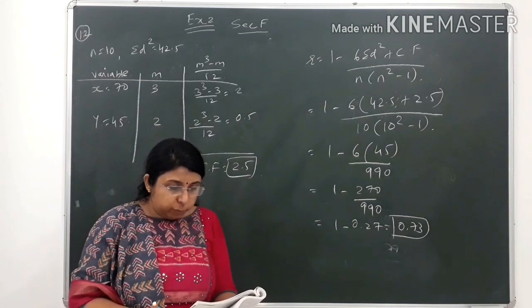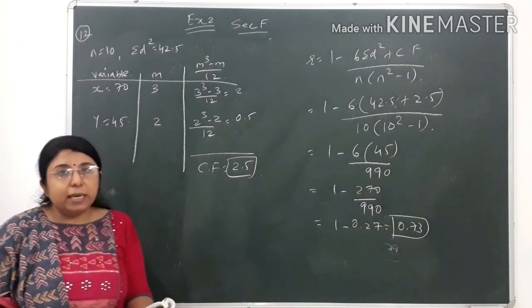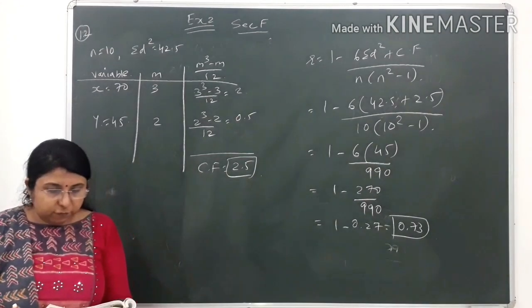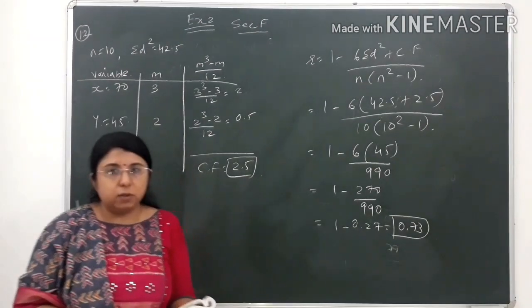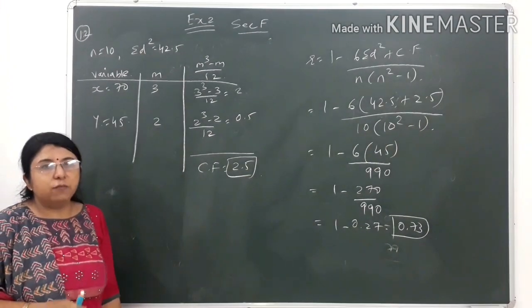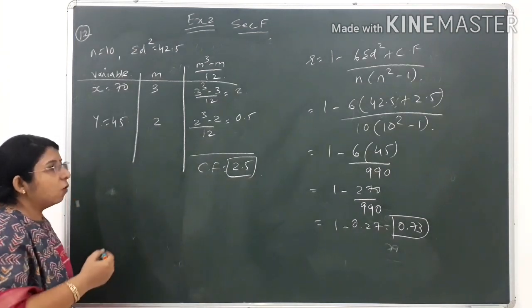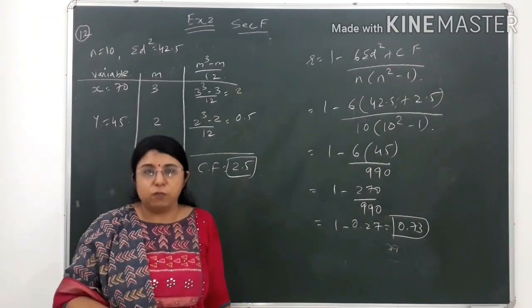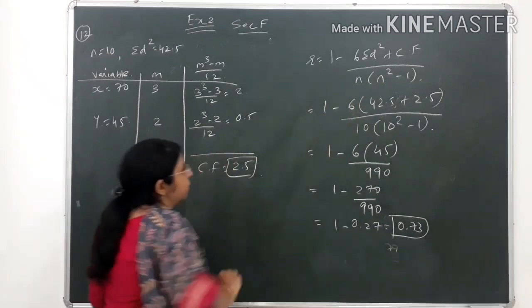It was also observed that health index 70 was repeated 3 times. That is, X is repeated 3 times. And life expectancy 45, the value of Y, that is 45, was repeated twice. It means here the data of all values of X and Y has not been given, but only the data of that value of X and Y is given that is repeated n number of times. So we have to calculate here, that is CF.